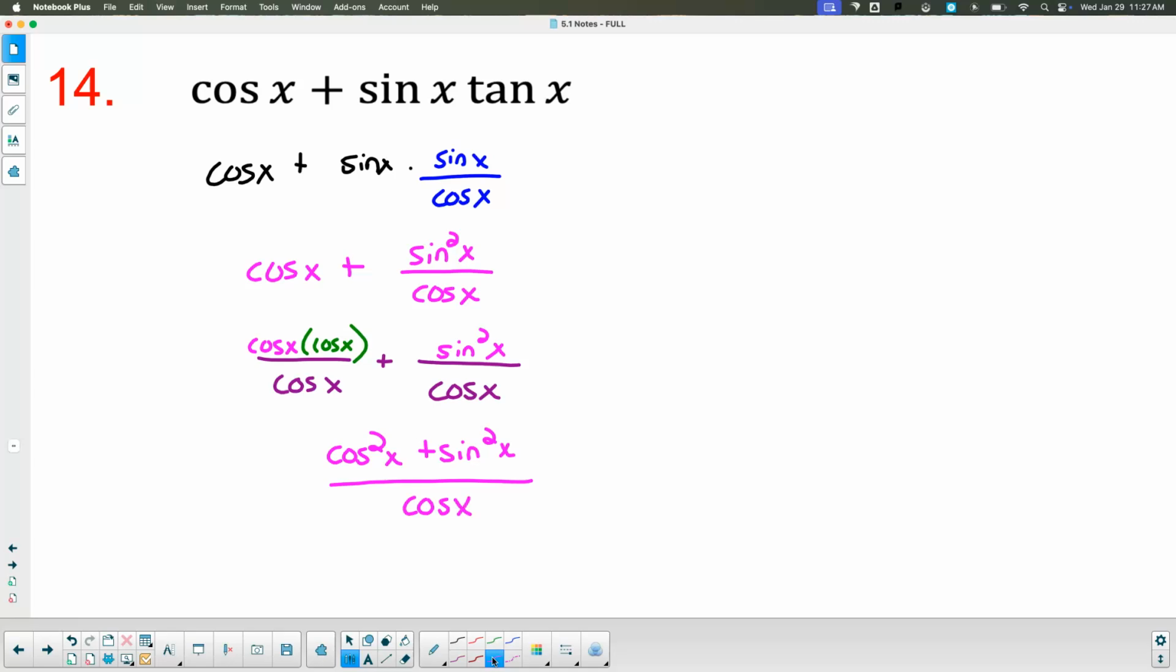So the top is the hammer, right? So that's 1. 1 over cosine is secant.